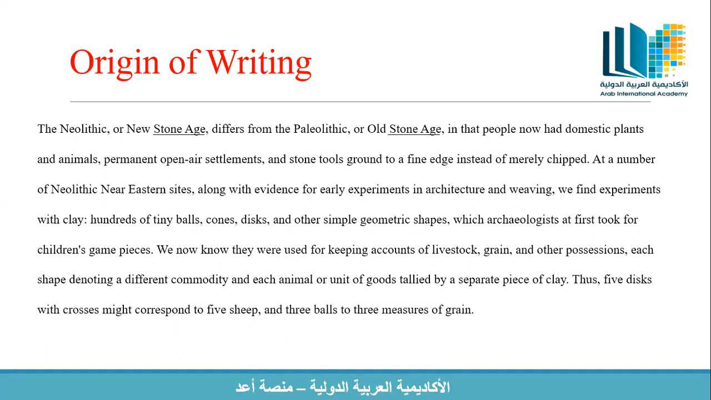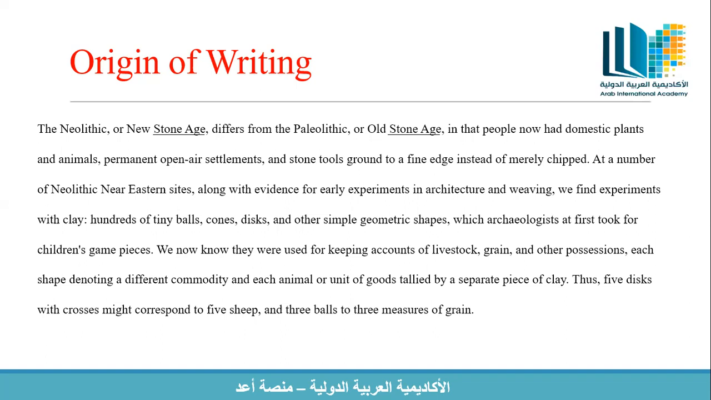merely shaped ones. So at a number of Neolithic Near Eastern sites, along with the evidence for early experiments in architecture and weaving, we actually find experiments with clay. We have hundreds of tiny balls, cones, discs, and other geometric shapes. At first sight, archaeologists thought that they were pieces of games for children.